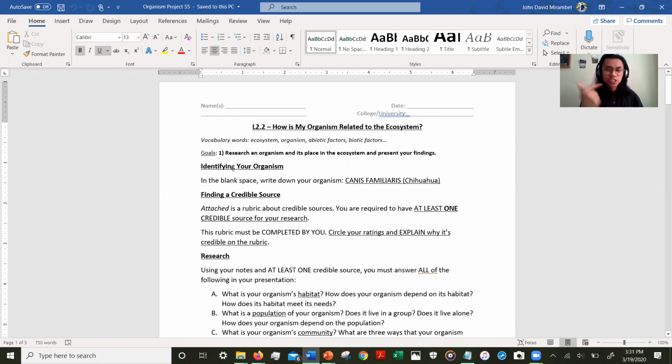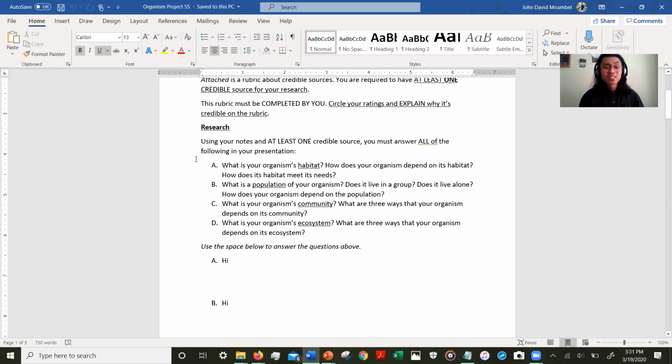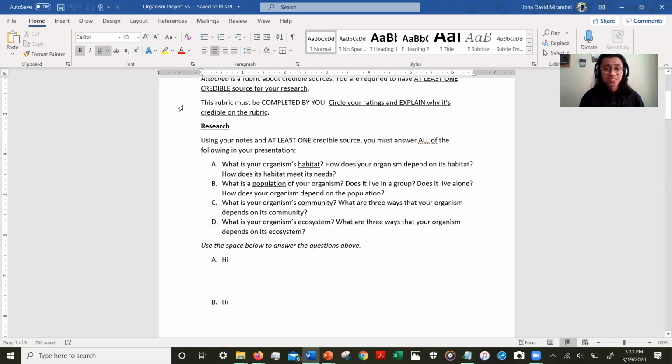Finding a credible source, check. Now we're going into the research portion. Some of you have already filled out the research portion, but I'm looking for a little bit more, and specifically on how you conduct your research. You must use the credible source that you've identified in order to answer each part of each question.